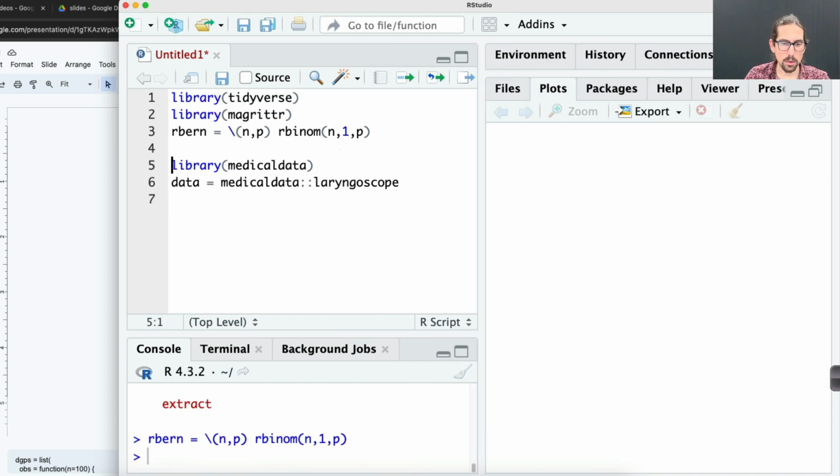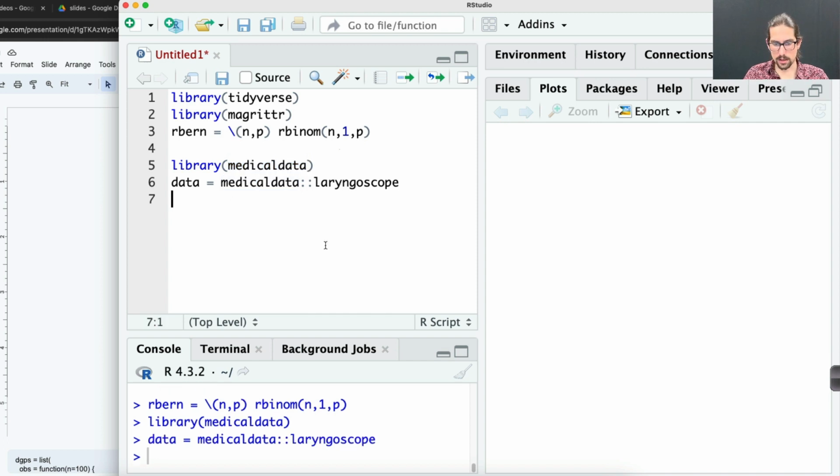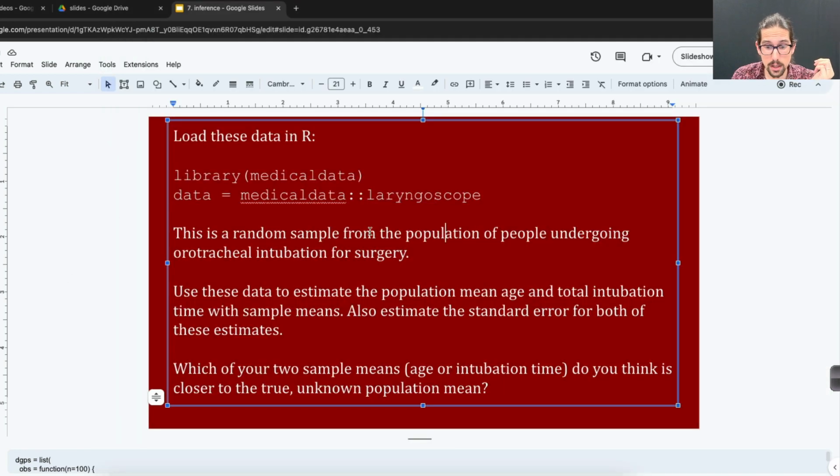Okay, so the data that we're going to use comes from this medical data package. You can install that if you don't already have it. And then I'm just going to rename the data set to just be called data. What we're asked to do here is to estimate the population mean age and population mean total intubation time with sample means, and then also estimate the standard error of both of those estimates.